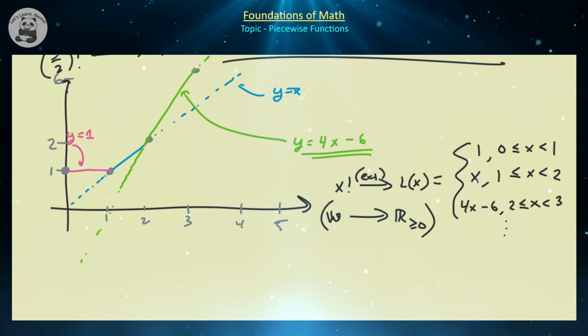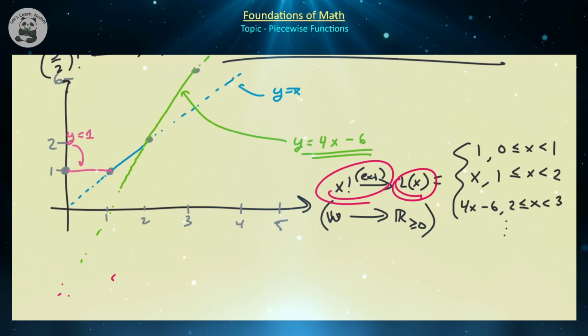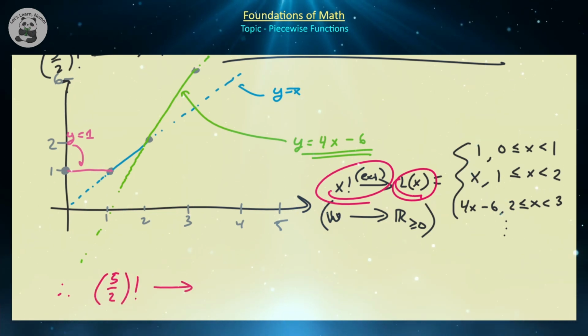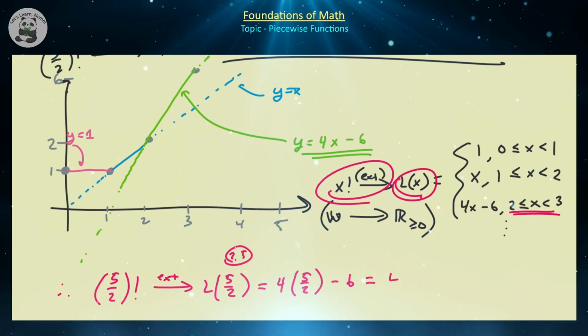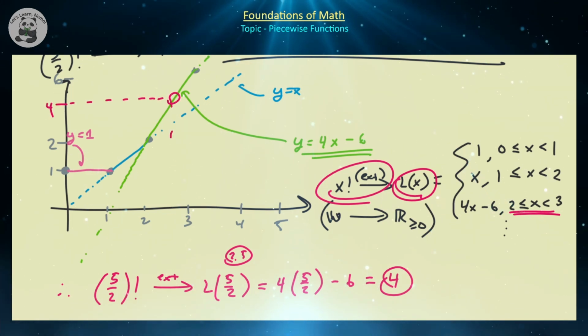Right? So if somebody were to ask you, via this linear interpolation extension of the factorial function, what would 5 halves factorial be extended to? This would be extended via this function to L of 5 halves, and 5 halves is 2.5 as a decimal, which belongs to the interval 2 to 3. So that's going to be equal to 4 times 5 halves minus 6, which is 4 divided by 2, which is 2, times 5, which is 10, minus 6, which is equal to 4. So 5 halves factorial is extended to 4, which is somewhere along that line.